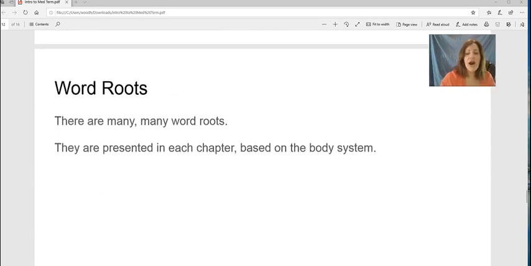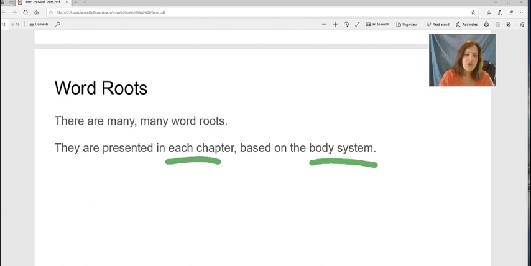All right, there are a lot of word roots. This is not a short list. It would be a tremendously long list if I were to give all of them to you at one time, but we don't. They are presented one chapter at a time based on the body system, which means your time here at Ross, you're only going to be dealing with the chapters for the body systems you're doing in that module. So for module 1, it's skin, muscle, and bone.